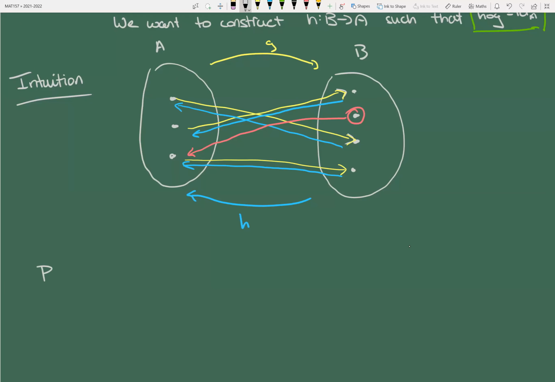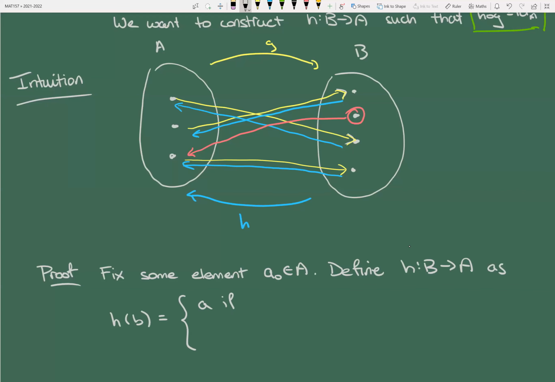So I'm going to assume that the sets are not empty, because if they're empty, this is dumb. So fix some element A naught in A. Okay, this is the thing that I'm going to map everything else to. If it doesn't have a yellow arrow pointing to it, then it's going to go to A naught. So we're going to define H from B to A as H of B is equal to A if G of A equals B, and A naught otherwise.